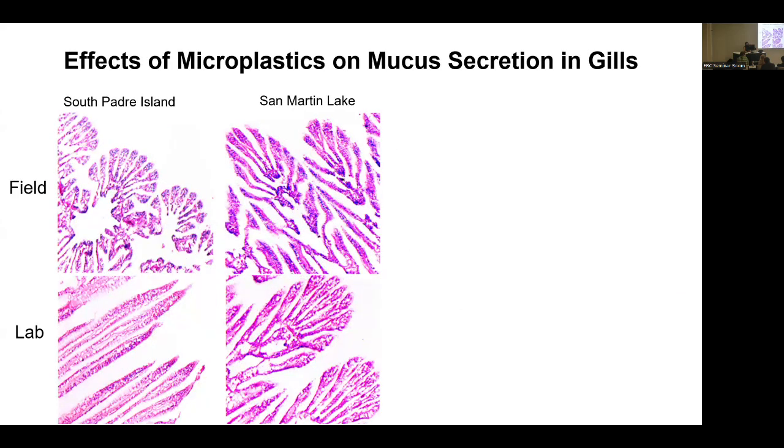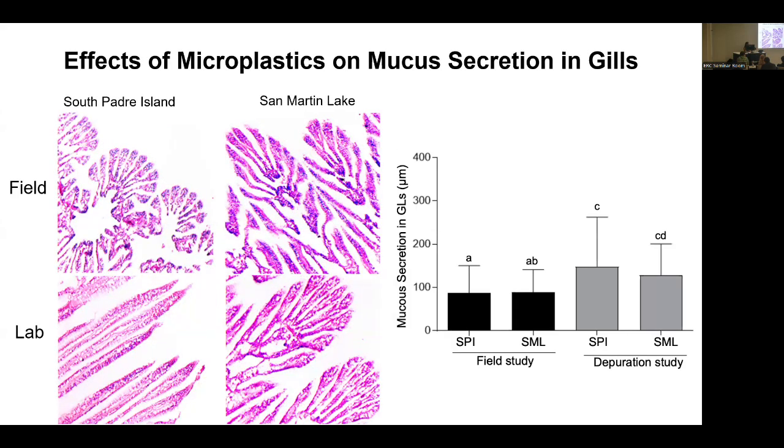We can see that as well in the gills. It's not as significant in the gills, which is kind of ironic, because that's where the mucus is. But there was still a significant difference between field and depuration. So again, that goes along with our hypothesis.